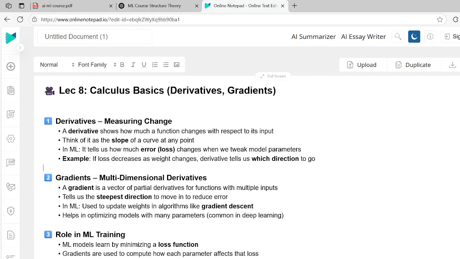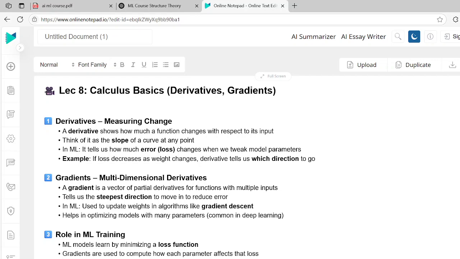So in machine learning it is basically used to update weights in our algorithms. It also helps in optimizing models which have many parameters, which is common in deep learning. It assists in the optimization of our models that have a lot of parameters. This is very common in deep learning projects.